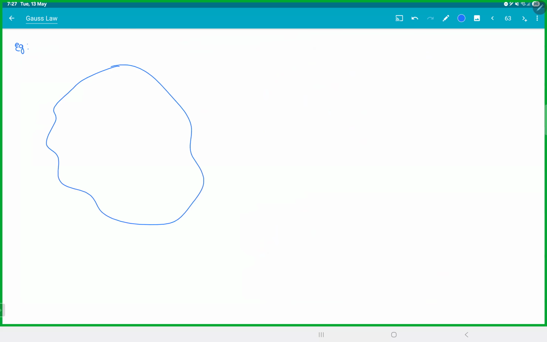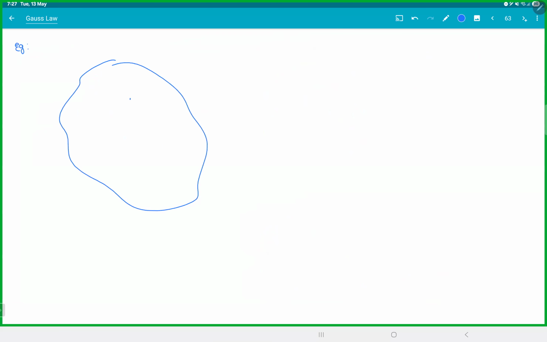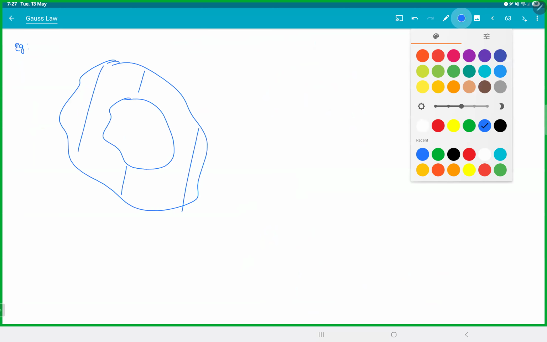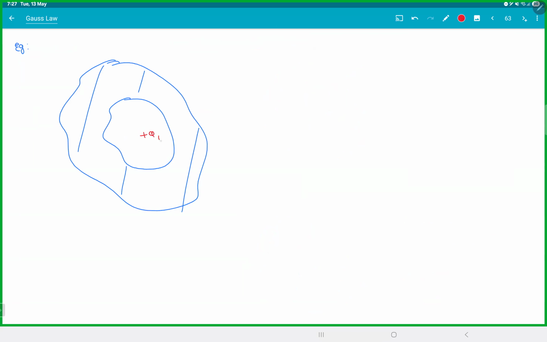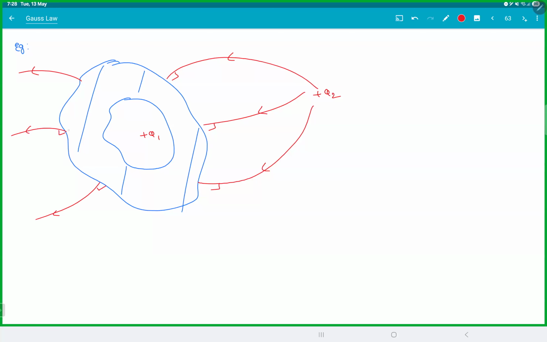Suppose you have a conductor, we have a cavity. Let's do the other way around. Let's say we have a charge Q1 here, and let's say we have a charge Q2 here. So what will this Q2 do? This Q2 will induce charges on the surface. Now we are doing the other way around. So this will induce some minus Q charge, and this will induce some plus Q charge.